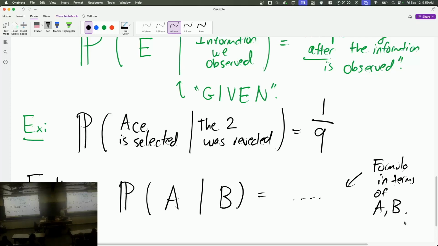And this will appear in every problem after today's class. There will always be some kind of line on the board like this. So it's an important one to get your head around conceptually, as well as being able to calculate, which we'll be able to do in a second. Okay, let's derive the formula.